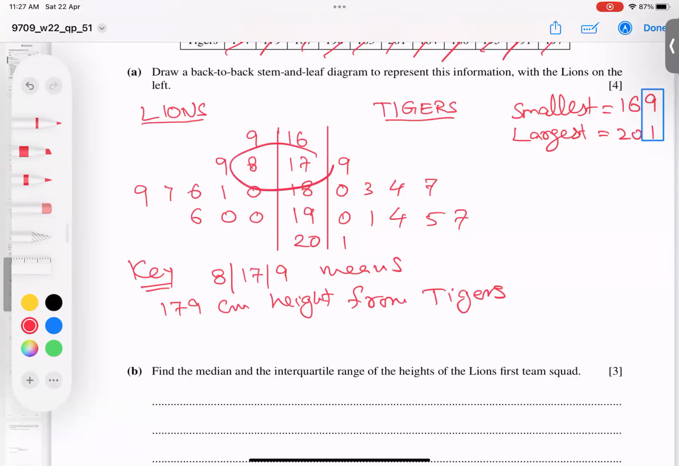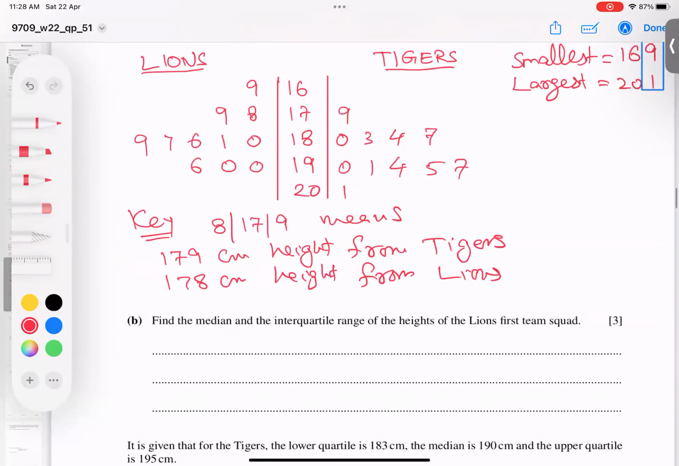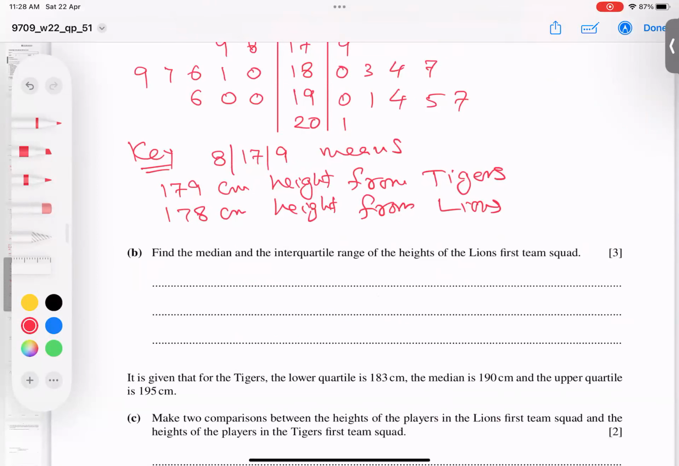So what about this? 178 centimeters height from Lions Club. I hope the point is clear. Let's talk about the next part.